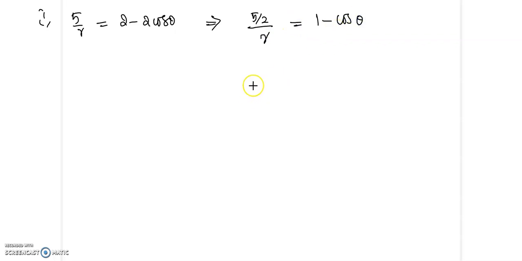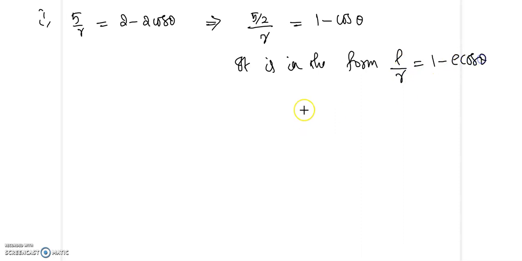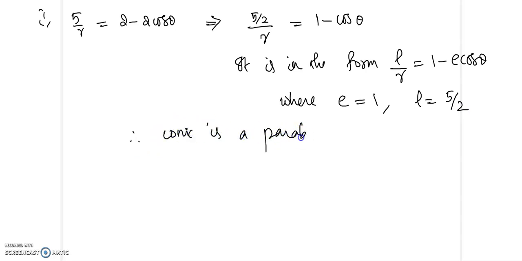So the first problem is 5 by R equal to 2 minus 2 cos theta. So that implies we will write it as 5 by 2 by R equal to 1 minus cos theta. So it is in the form L by R equal to 1 minus E cos theta, where E is equal to 1 and L is equal to 5 by 2. So therefore, the conic is a parabola, and the semilatus rectum is 5 by 2.